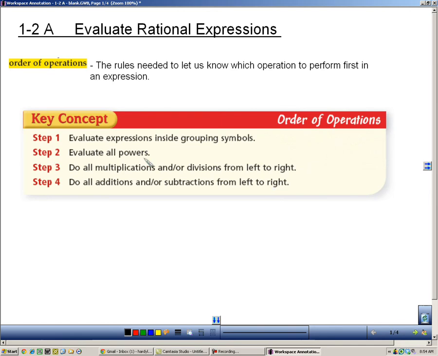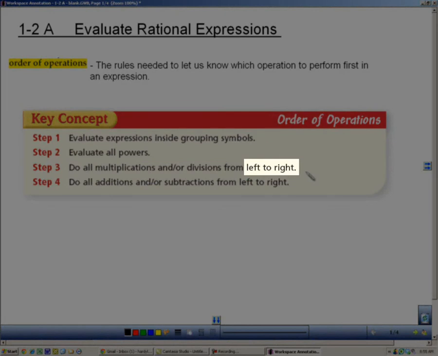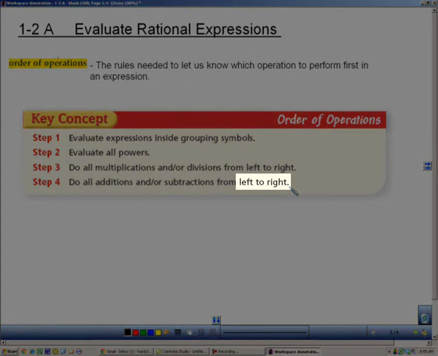Step number 2, evaluate all powers. Another word for powers is exponents, and you'll see why in a minute, why I chose that word. Then you're going to do all multiplication and division from left to right. The key here is left to right. That's very important. A lot of people think you do multiplication first, then division. That's not true. You do them both from left to right. And then the last step is addition and subtraction from left to right.